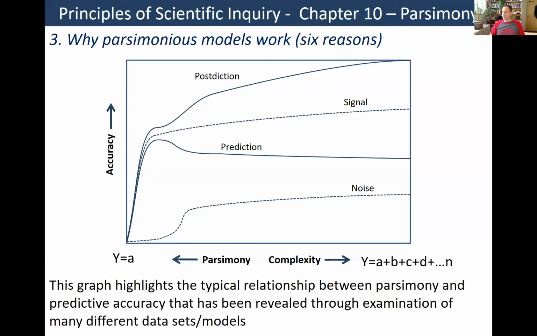So you should make sure you understand the difference between prediction and post-diction. Prediction is using a model to predict an outcome for data or individuals that were not used to build that model, right? So other members of the population. Post-diction is trying to predict the impact of some treatment or whatever on individuals that were included in building the model.